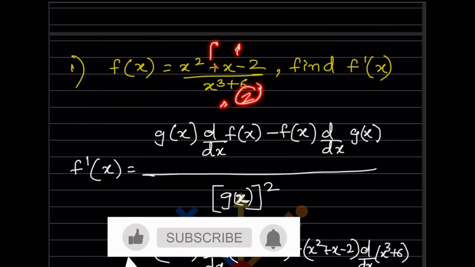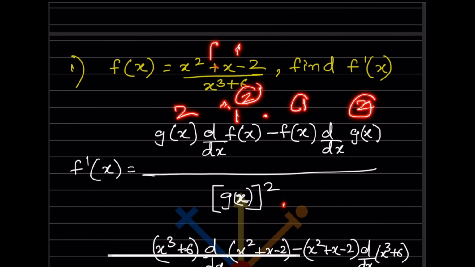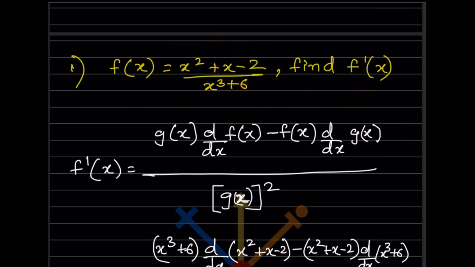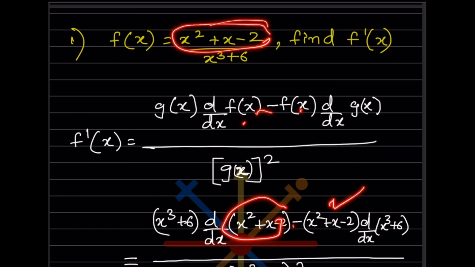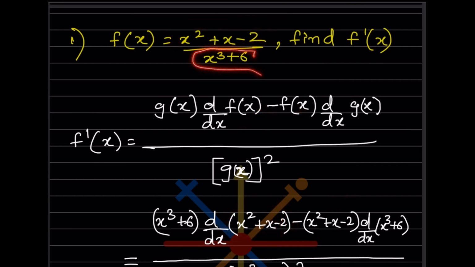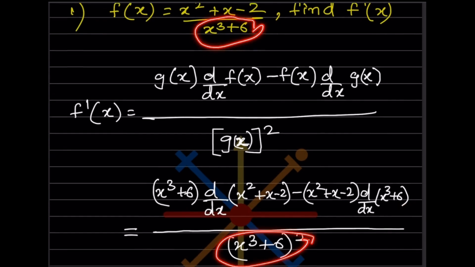So the formula is: g(x), the second, into the derivative of the first, minus the first into the derivative of the second, divided by the second squared. You are going to write this formula first. So what will you write here? G of x means this x cubed plus 6, d by dx of f(x), the numerator, minus f(x), again the numerator, and d by dx of the denominator over here, and g of x squared means here.